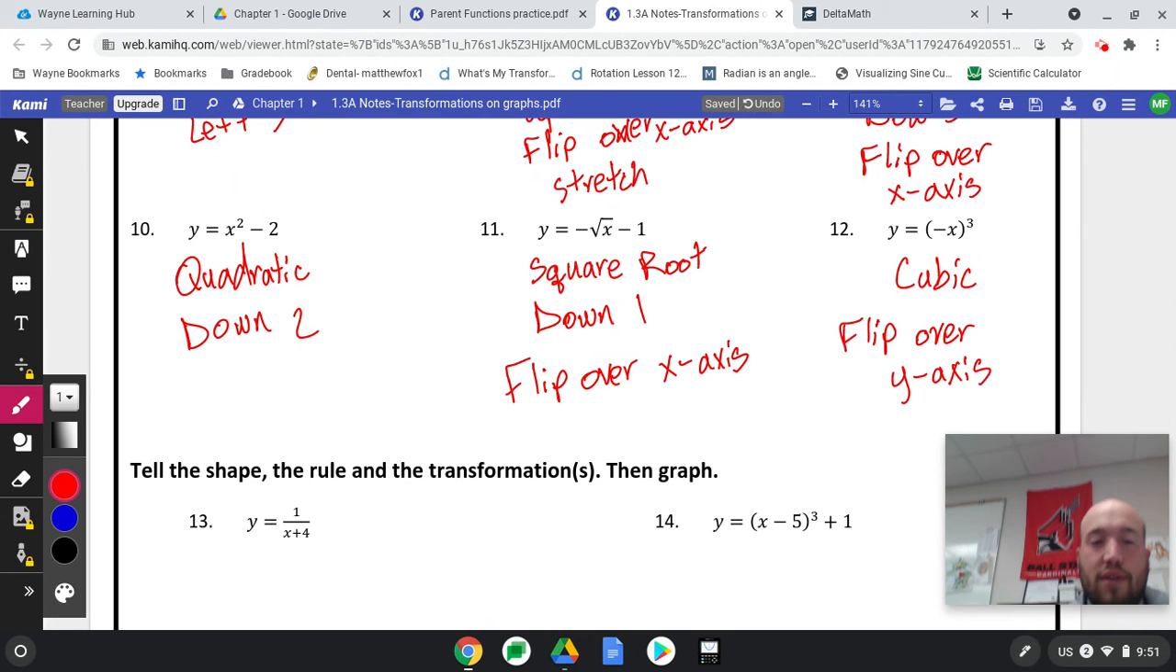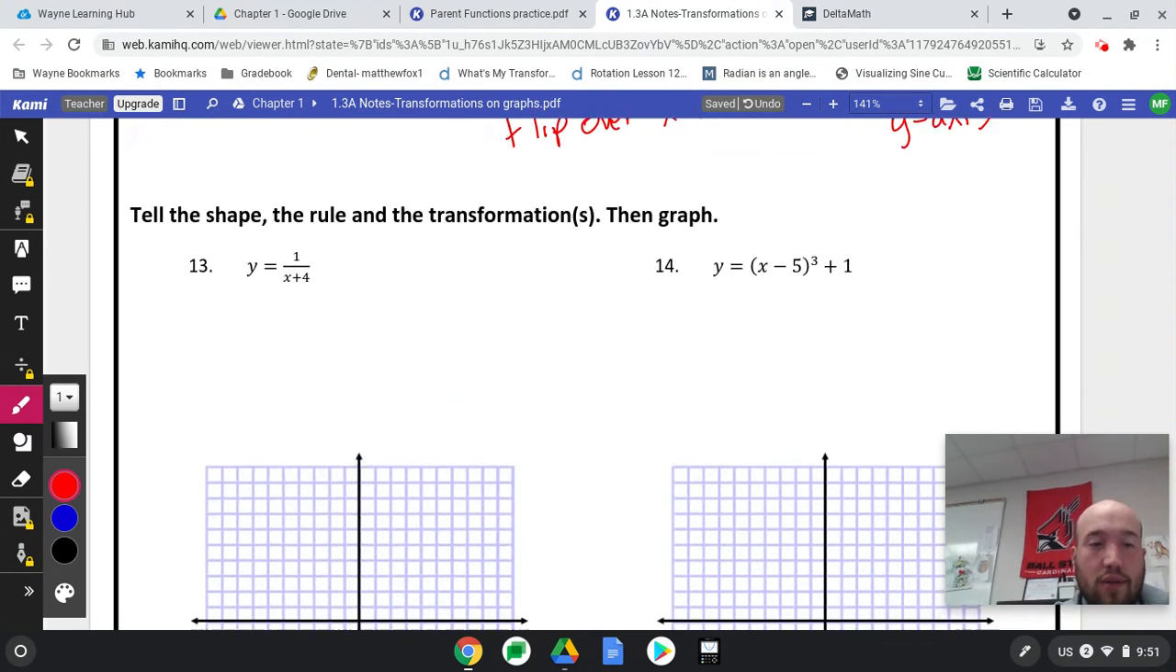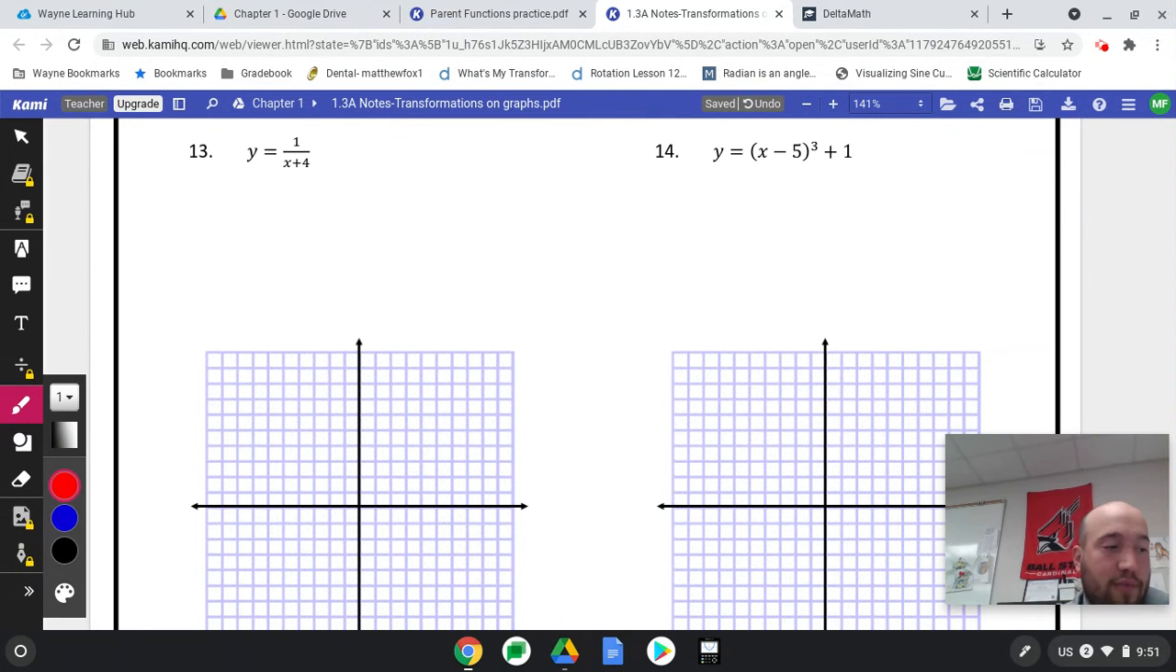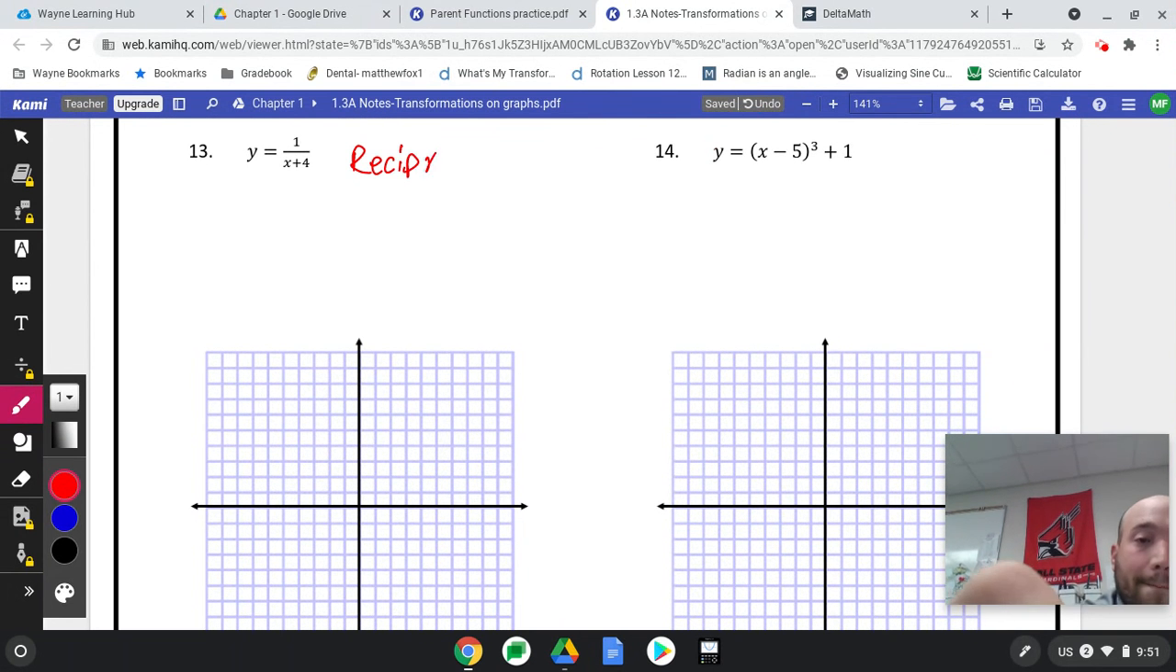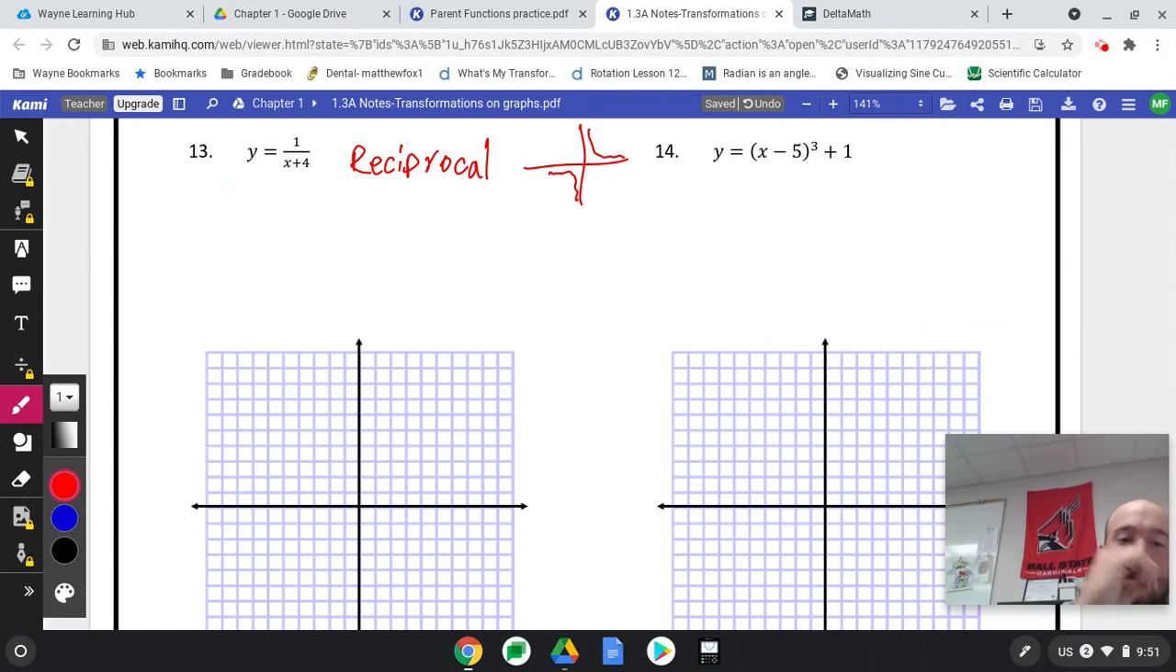Now, we're finally going to put this all together and see what we mean by this. So, do the same thing for 13 and 14, but now we're going to graph them. So this first one, it's a reciprocal, which if you don't remember, the original reciprocal looks something like this. Okay, now ours is going to be shifted left 4. I know that because of the x plus 4 in here.